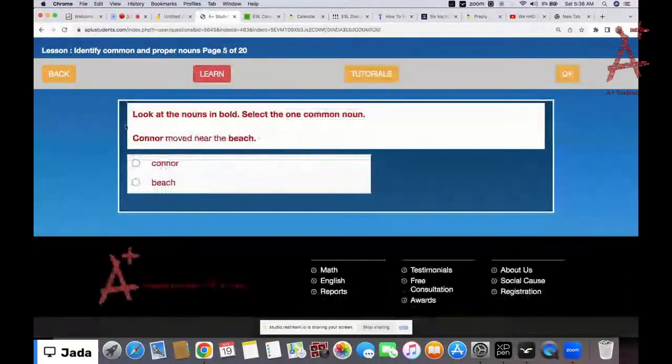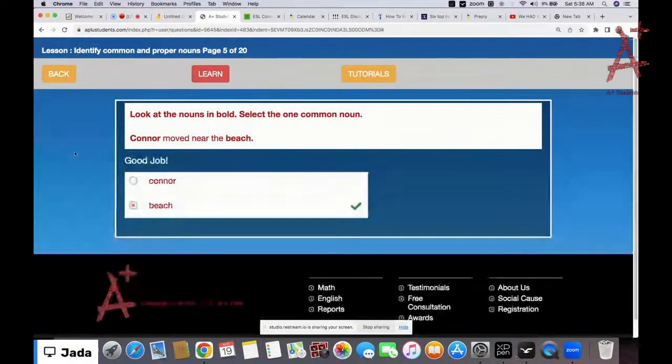So lake. Now, look at the nouns in bold. Select the one common noun. So now you need to find the common noun here also. What's the common noun? Common noun here. Which one for this one now? Common noun here. Beach. Okay, Ayomide. Beach. Okay, perfect.